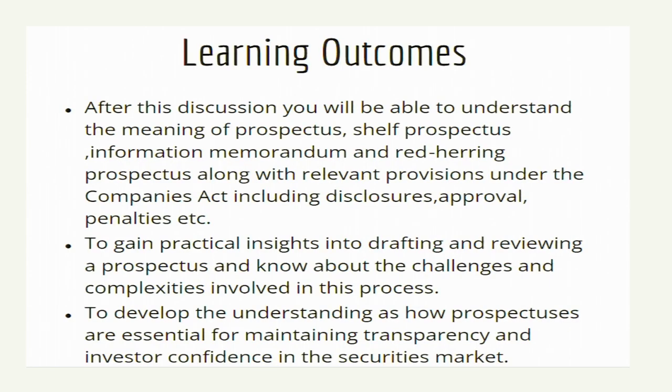First of all, as usual, we discuss the learning outcomes, what we learn from this discussion. After this discussion, you will be able to understand the meaning of prospectus and how many types of prospectus there are: shelf prospectus, information memorandum and red herring prospectus, along with relevant provisions under the Companies Act 2013, including disclosure, approval, penalties, etc. What type of disclosures we need to make, what type of approvals we require to issue the prospectus, and what type of penalties are imposed if we do not fulfill the requirements.